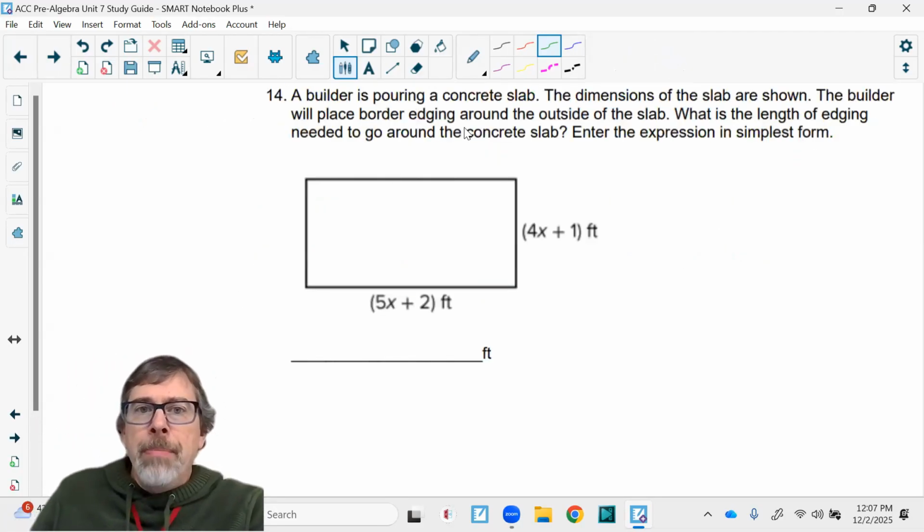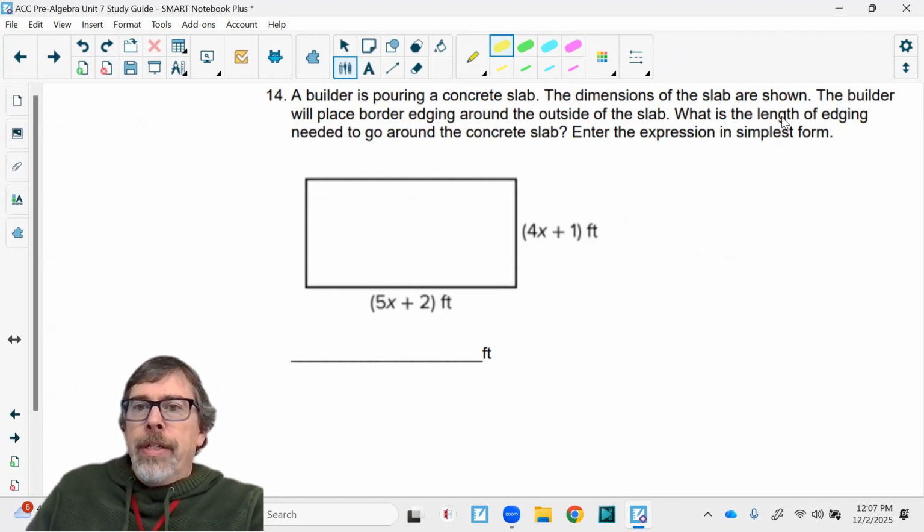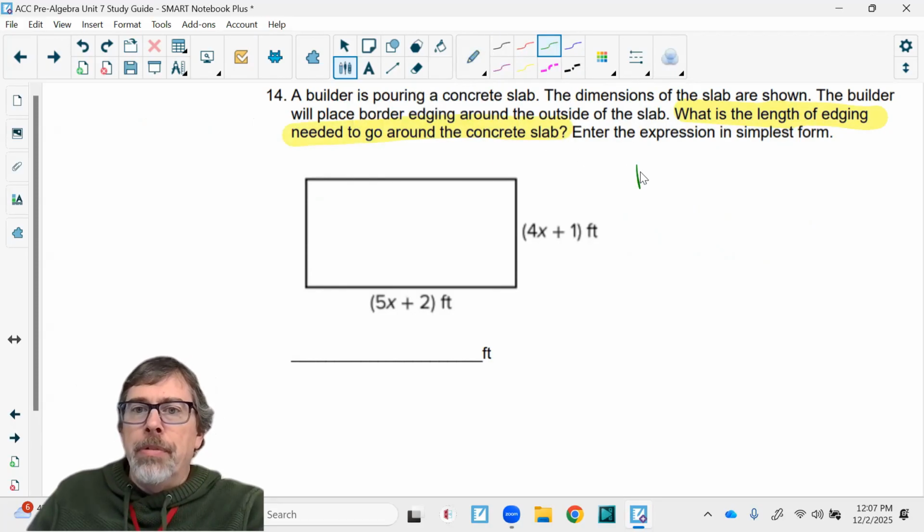14. A builder is pouring a concrete slab. The dimensions of the slab are shown, okay? Length and width. What is the length of edging needed to go around? The keyword there is length of edging needed to go around the concrete slab. That is a perimeter problem. Perimeter equals 2L plus 2W.